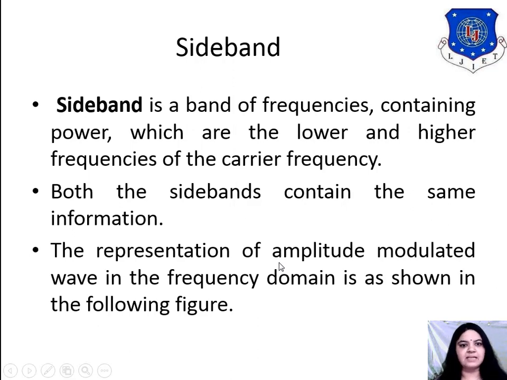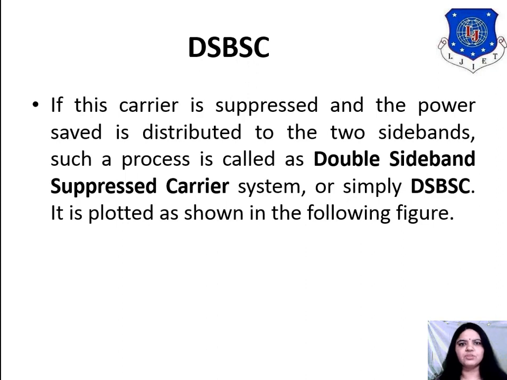What is a sideband? It is a band of frequencies containing power, which are the lower and higher frequencies of the carrier frequency. As I always say, the sidebands contain the same information. We have also seen that the amplitude of both sidebands is the same, it is mVc by 2. So, if the carrier is suppressed and the power is distributed to the two sidebands, such a process is referred to as double sideband suppressed carrier.